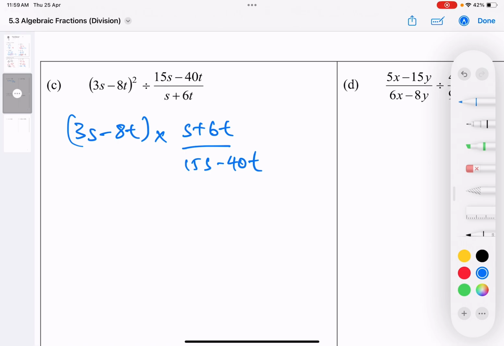After I flip, I notice that there are plus and minus. Plus and minus means I have to factorize first. Okay? Factorize means I pull out the common terms. If you look at the first one, there is nothing common to pull out. Fine, we stop there. But the bottom one here, what can I pull out between 15 and 40? What number? 5. Okay, good.